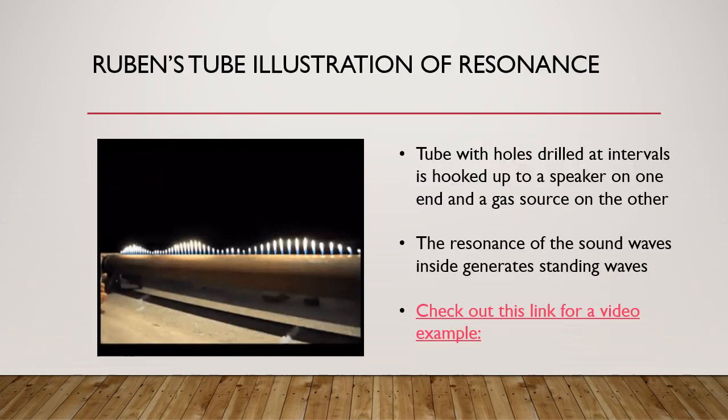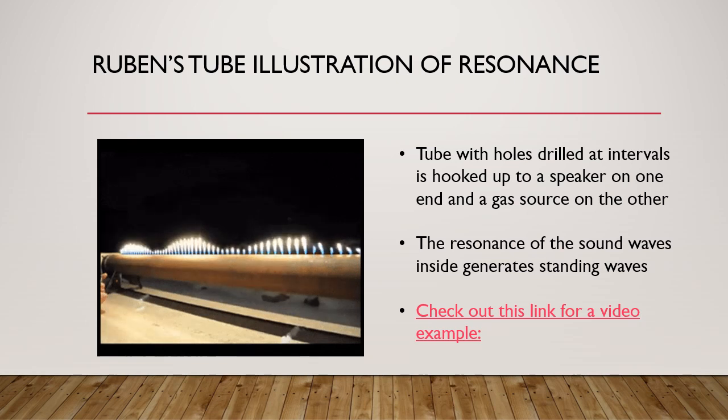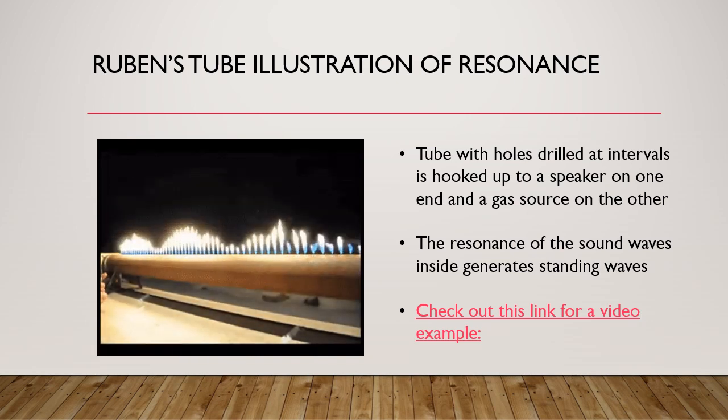Okay. So one example of resonance in a sound, this thing called the Rubens tube. You can kind of see it here. It's a tube with lots of holes drilled on the top at set intervals, and it's hooked up to a speaker on one end and a gas source on the other. As you pump the gas through and then you play a sound wave through it, you'll end up generating standing waves inside. You play a single tone. So you can see here we have nodes and antinodes just like we would in a normal standing wave. And the higher points represent the antinodes for your standing wave. So as you change the frequency, you would change which harmonic you're at.